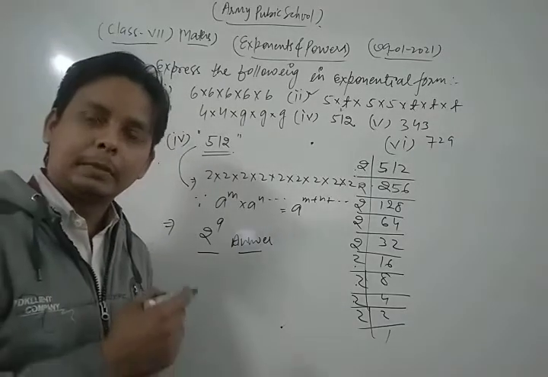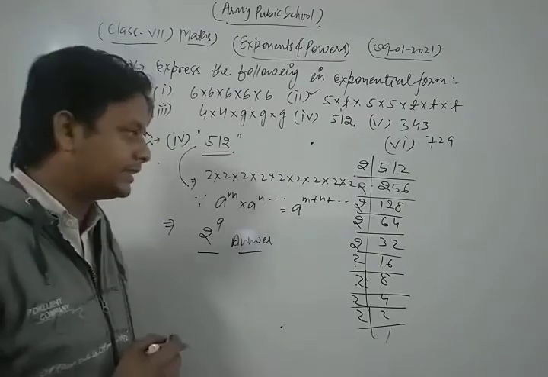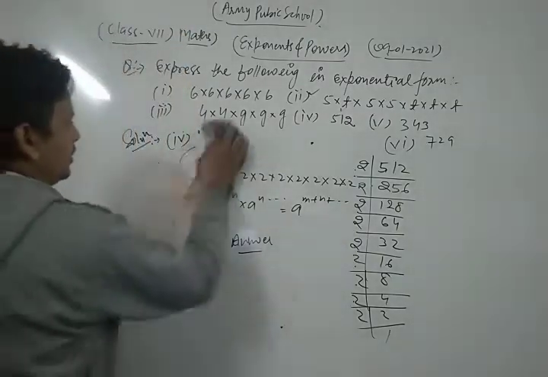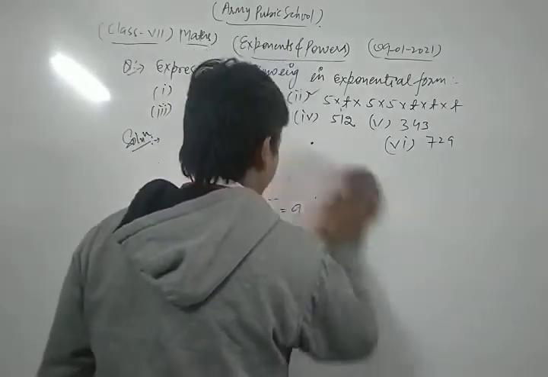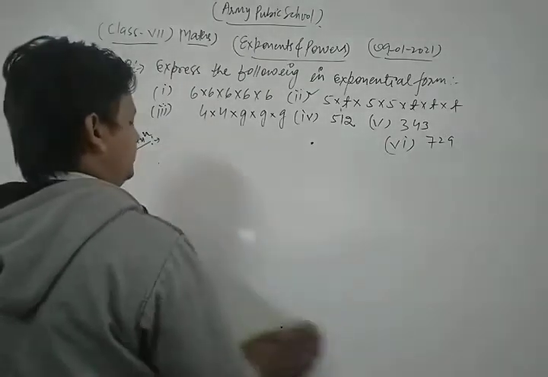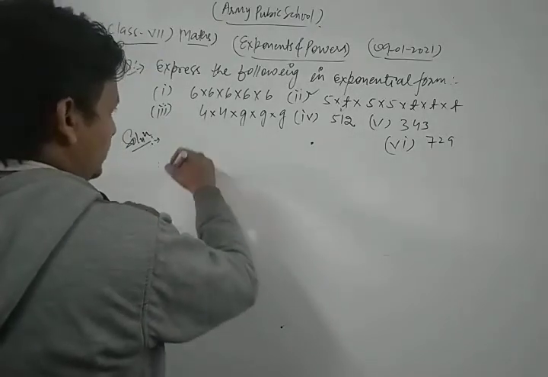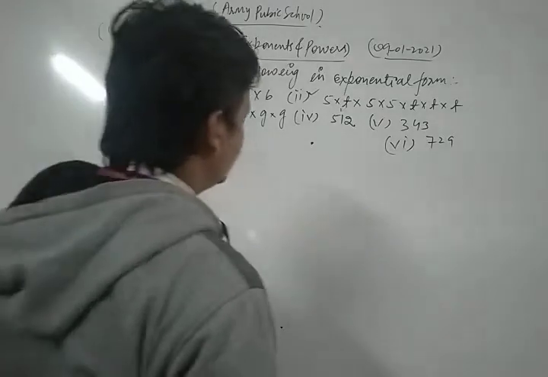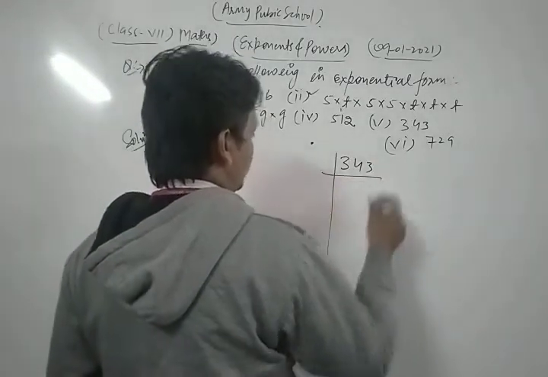Okay, so this is the method to express any value in its exponential form. Now similarly we take and solve the next part of this question, the fifth part, which is 343. Now we do prime factorization here. So 343 we divide by 7.